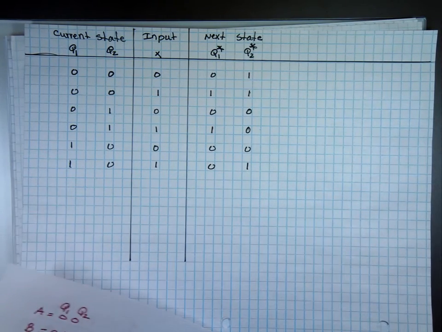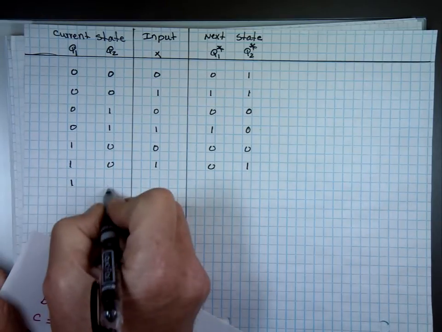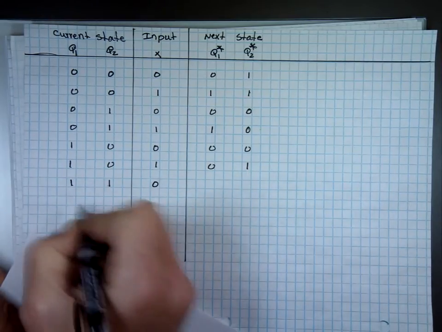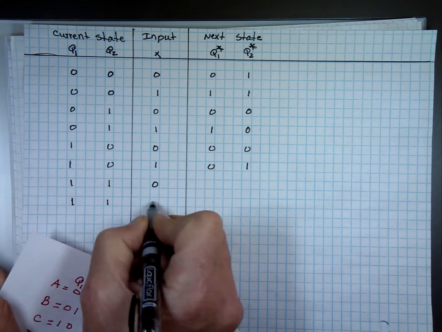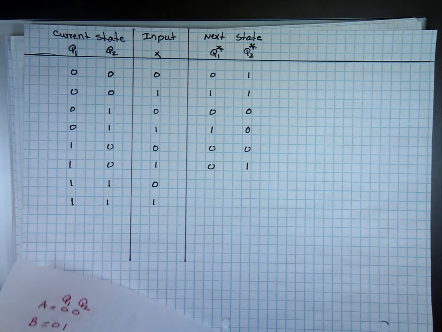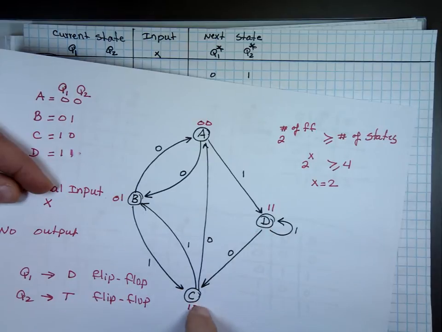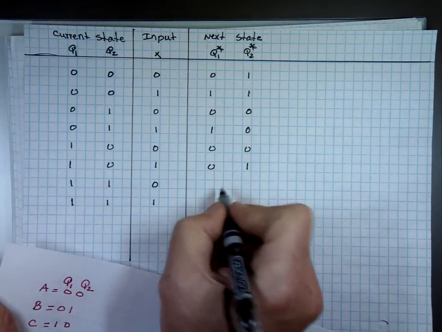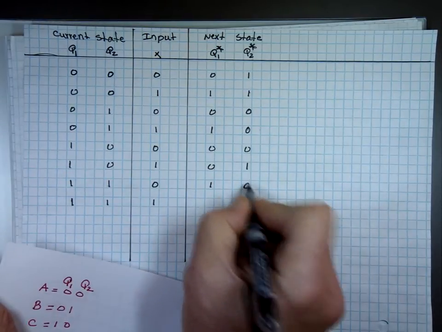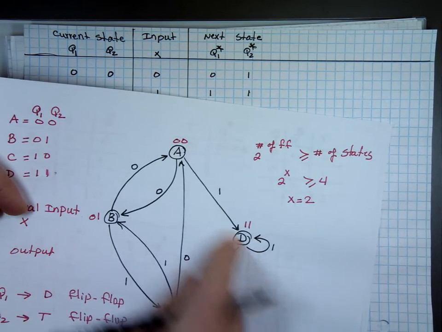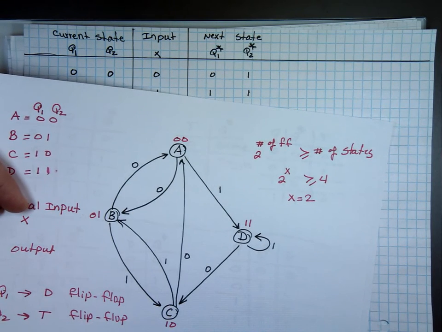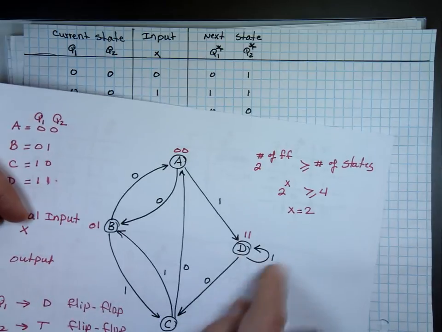And the last one, state 1, 1. My input is 0. 1, 1, my input is 1. 1, 1, my input is 0. I go to where? 1, 0. 1, 1, my input is 1. I go to where? 1, 1. You stay there. Yep, you stay there when it's 1.